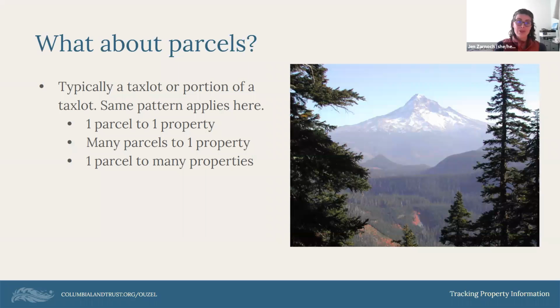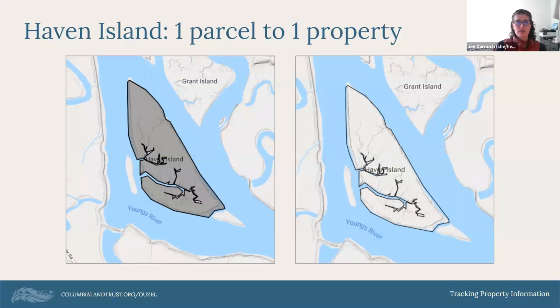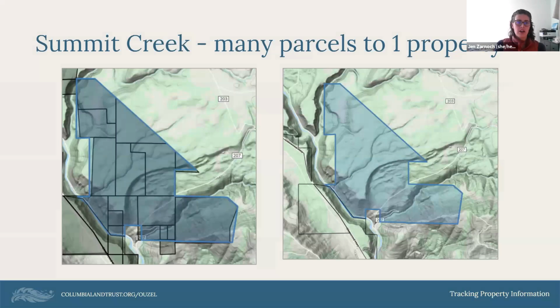Okay, what about parcels? Parcels are the same. It can be a tax lot or a portion of a tax lot, and those relationships are the same. So here's Haven Island, one parcel, one project, one property. Here is Summit Creek, so this is that property again, and look at all those parcels, right? A tremendous number of parcels. I'm not sure why this one is in here, but there's something going on there. It either got split out after the acquisition, or we have a data error, something to look into.